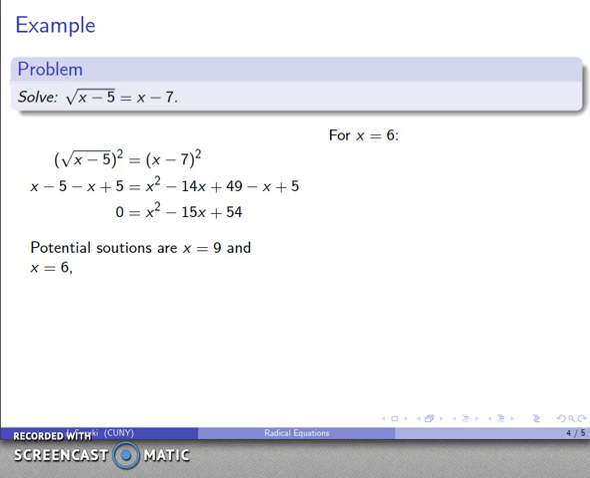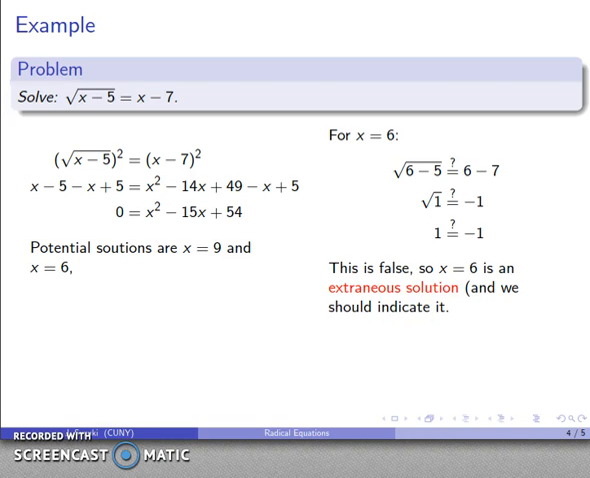Now I need to check the other potential solution, x equals 6. I'll substitute that into my original equation. The square root of 1 is equal to 1, and the right-hand side is negative 1. This is a false statement: 1 is not equal to negative 1. So x equals 6 is an extraneous solution, and we should make sure that we indicate that. So I have my potential solutions, but x equals 6 is extraneous and not a solution.